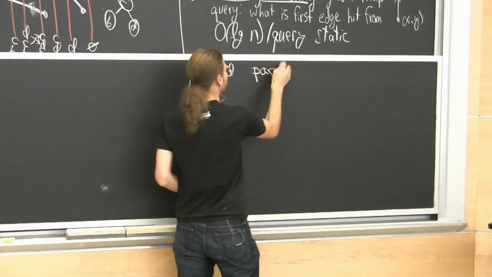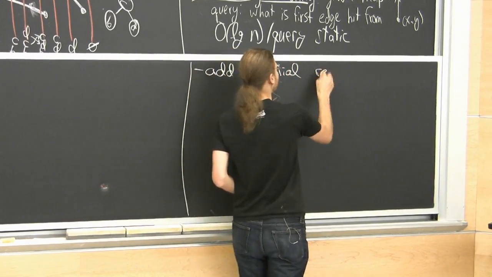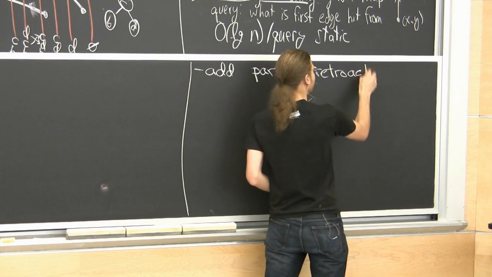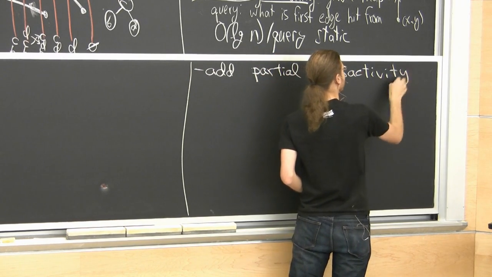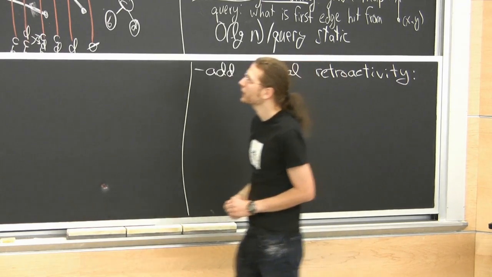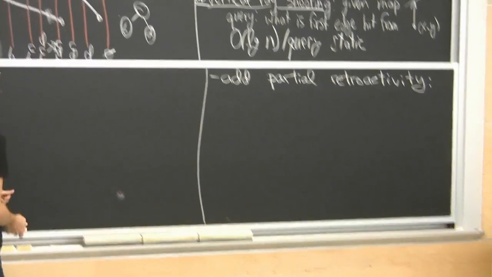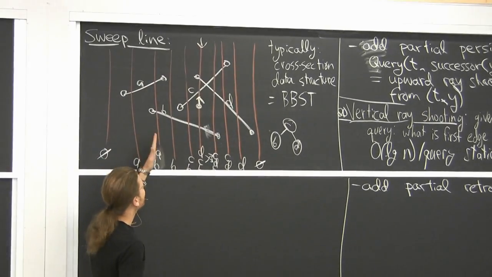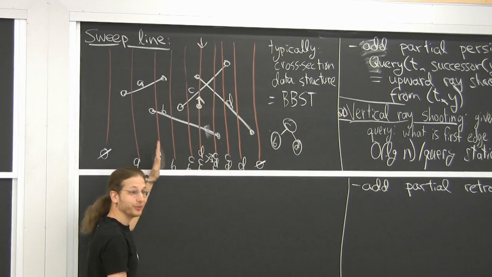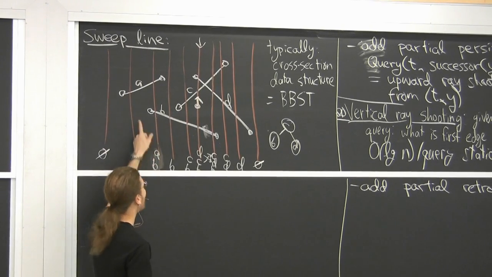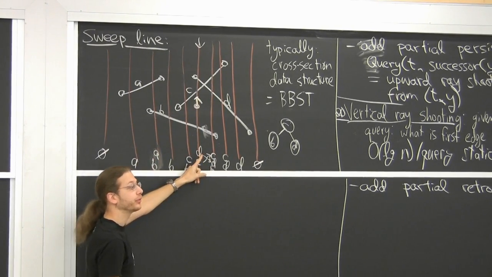Again, we're going to use partial retroactivity. And I can tell you for certain, because I was there, this is why retroactivity was invented. So retroactivity would mean that we get to dynamically add and delete insertions and deletions. That's like adding and deleting segments from the structure.